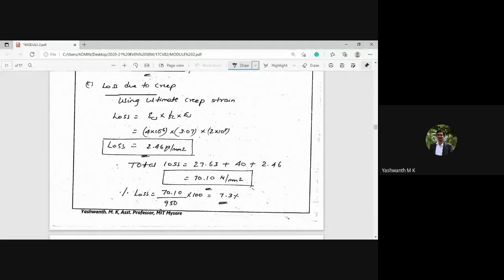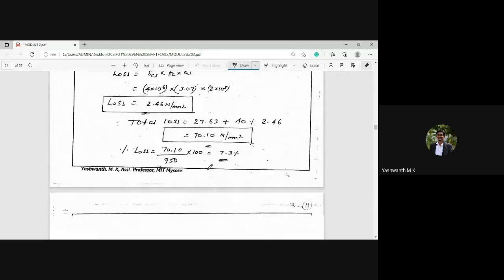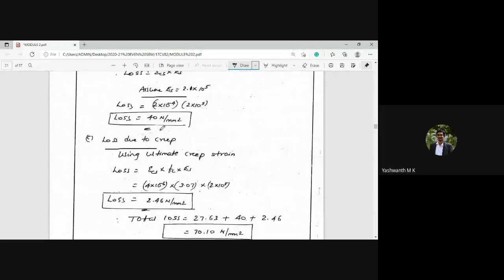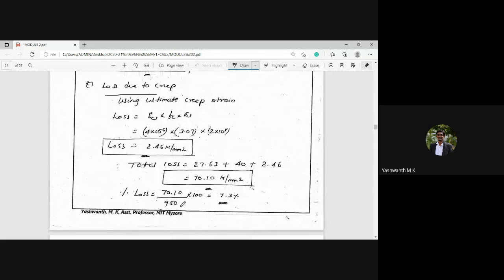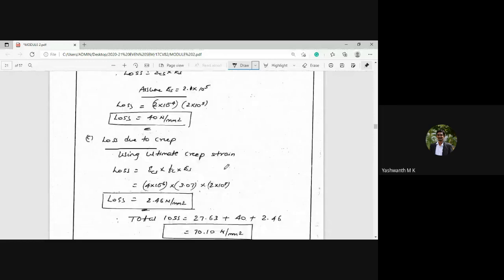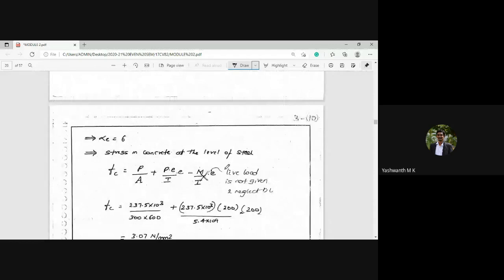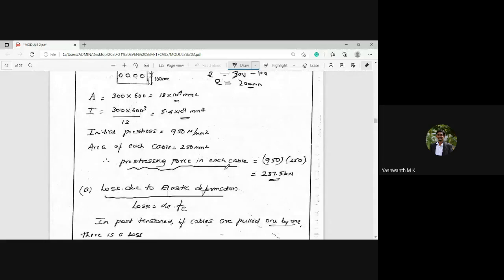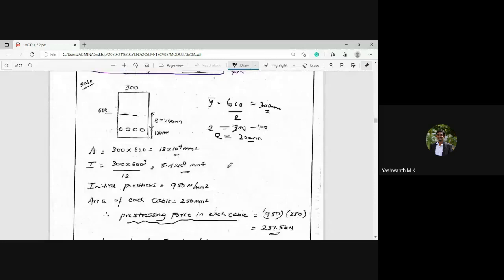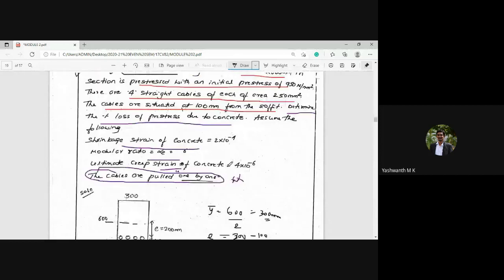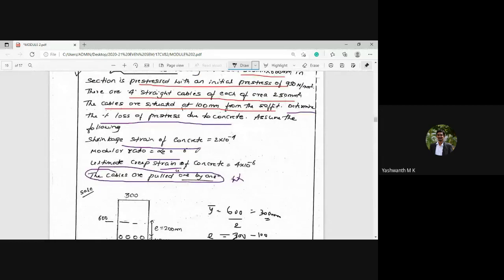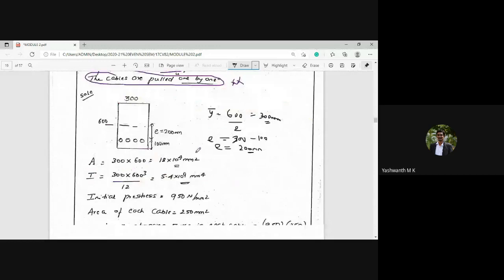So hence the sum of all the loss, that is 27.63 plus 40, that is shrinkage loss plus creep, will get you the percentage loss equal to this much. And one more thing, please observe, since it is a post-tension beam, nowhere have been worked out friction loss, anchorage slip, loss of pre-stress due to anchorage slip, and relaxation. Why? Because in this problem, nowhere they have been given this data, hence all those three losses of pre-stress have been neglected and calculated this loss.